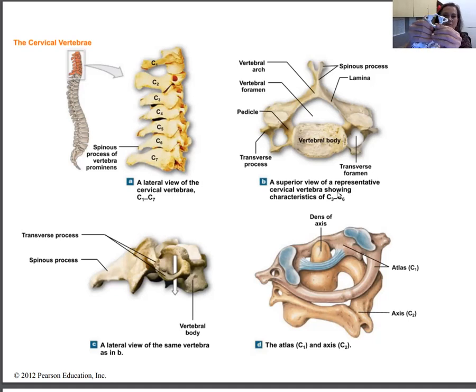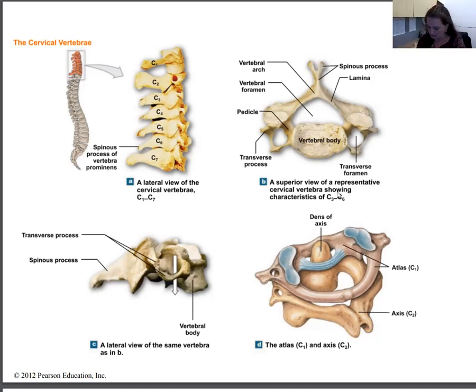Okay, so this is my atlas. My atlas is my first cervical vertebrae. This atlas is going to be the first vertebrae that the skull sits on. Then this is my axis. My axis has this big appendage sitting on top of it. That is called the dens. So this specific vertebrae is called my axis. And the extra part that you have to know here is the dens.